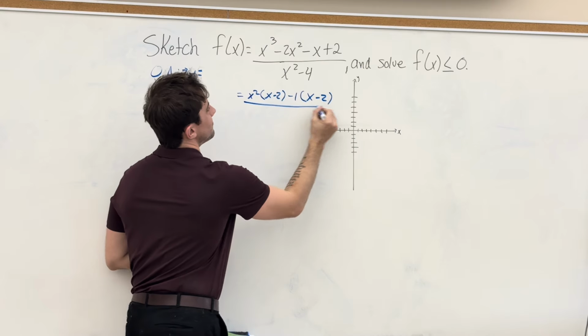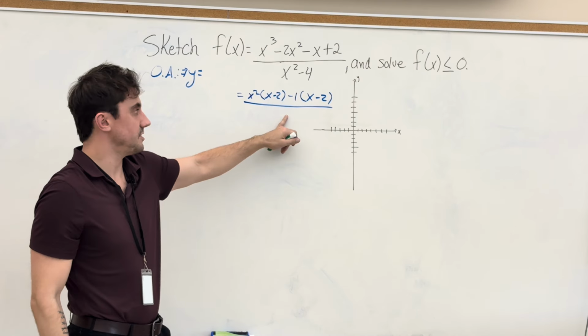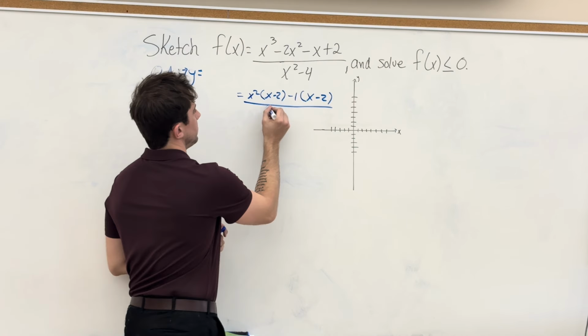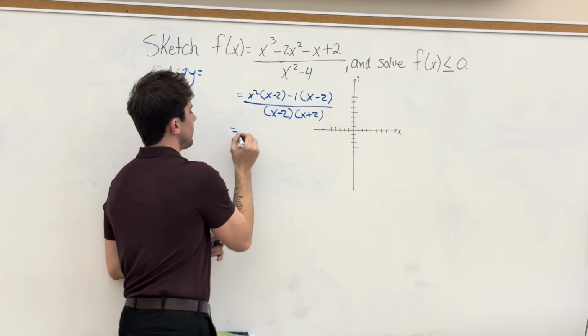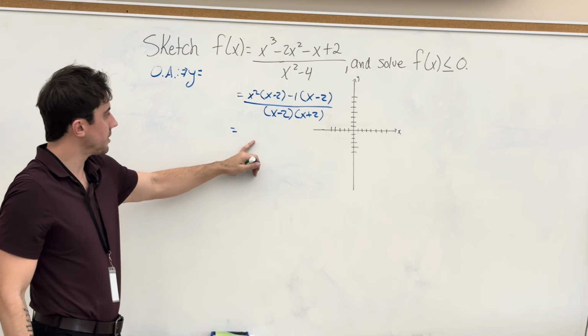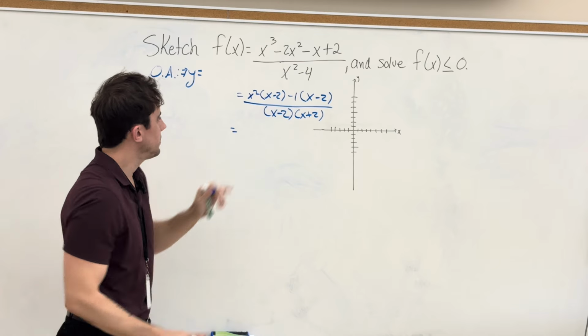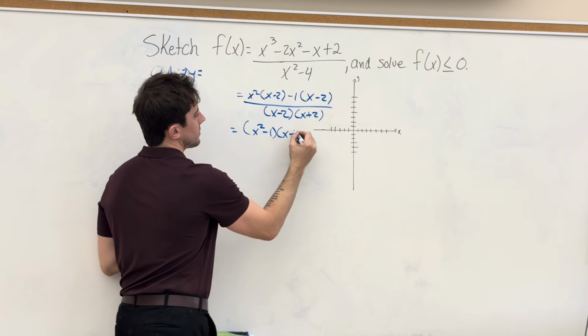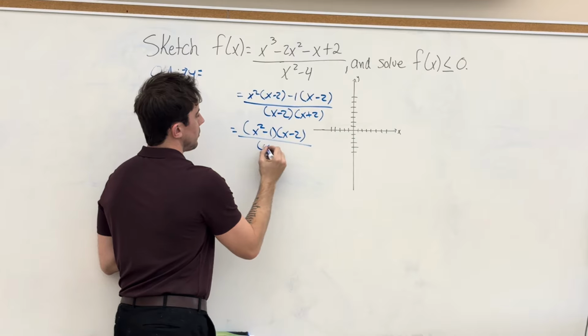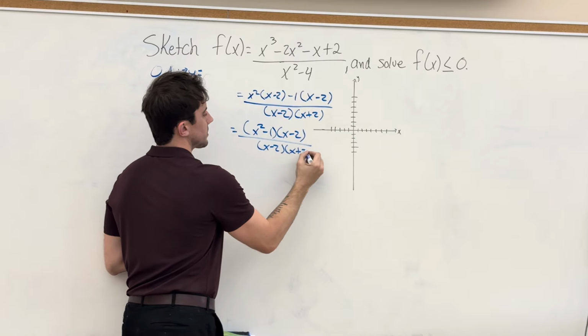Okay. Now, the denominator is easier to work with. That's the difference of squares. And you guys know that factors as x minus 2 times x plus 2. Now, let's finish off factoring our numerator. So the stuff outside the brackets is x squared minus 1, and then the stuff inside the brackets, x minus 2, all over x minus 2 times x plus 2.